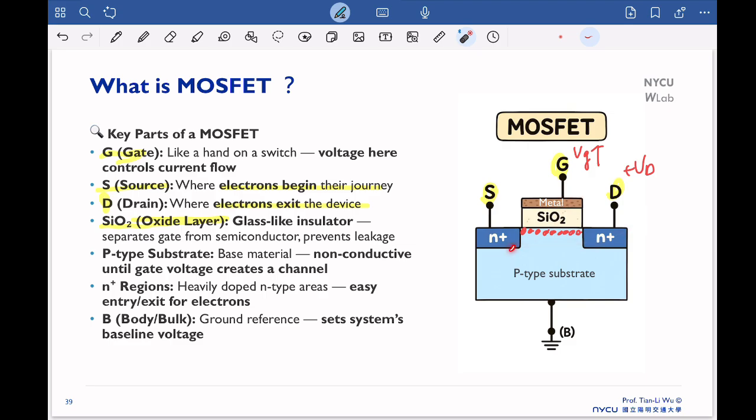So electrons will start from this region. That's why we call it a source. This is the source, the origin region for providing the electrons. So electrons will start to move from here to here, and in the end become our drain current.